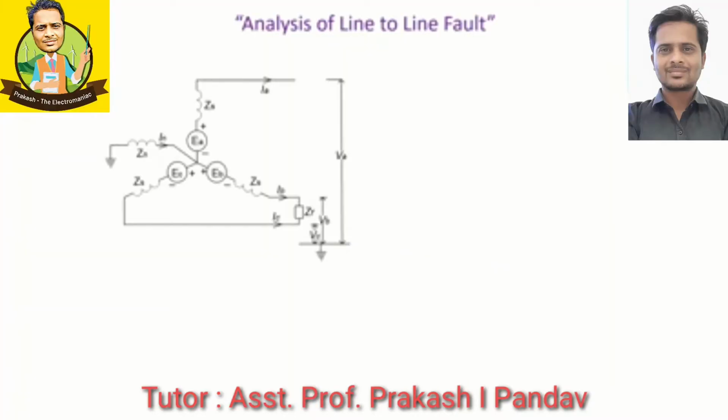Welcome to all. In our previous lecture we discussed the single line to ground fault, that means the LG fault, and its analysis. In this lecture we will discuss the line to line fault for the unsymmetrical fault analysis. Here the three-phase generator is taken and the neutral of the generator is grounded through the neutral impedance ZN.